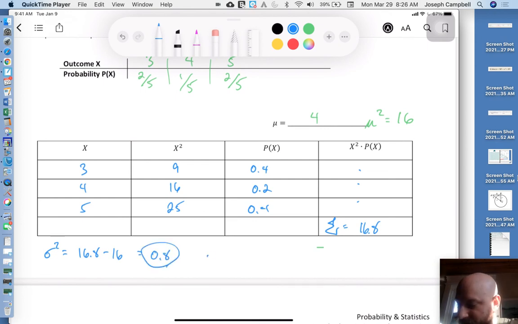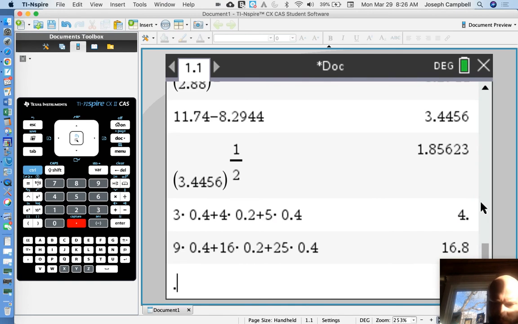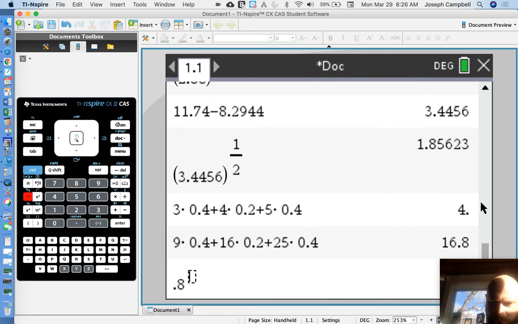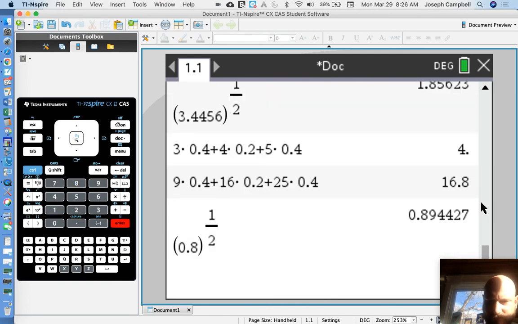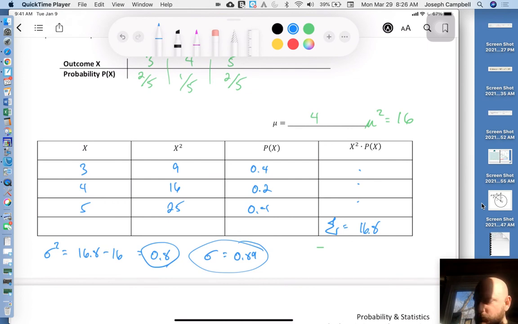And that means that my standard deviation would be the square root of that. Square root. Huh, 0.89. I'll take it. Okay, which means on average you would expect things to differ by about 0.9.